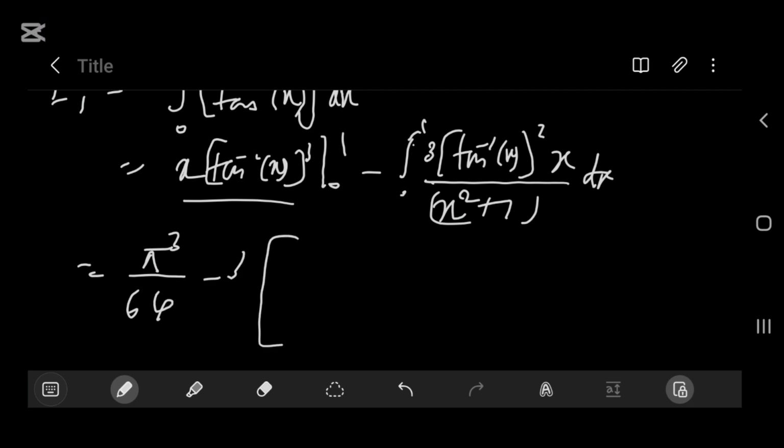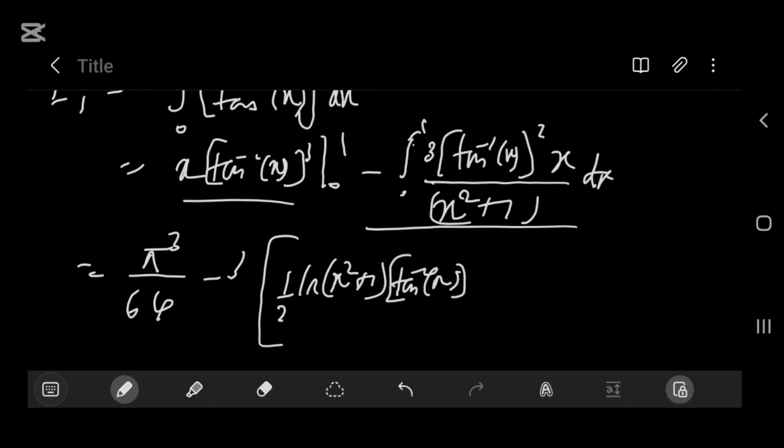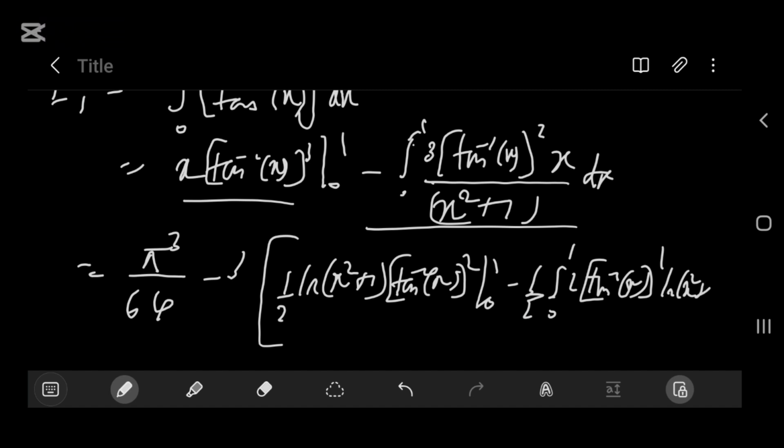Minus 3 times, doing some integration by parts for this part, we'll have half. Let's take the 3 outside so we don't have to worry about 3 anymore. We'll have half ln of x squared plus 1 times arctan of x squared from 0 to 1, minus half times the integral from 0 to 1 of 2 arctan of x to the power 1 and ln of x squared plus 1 dx. That's it.